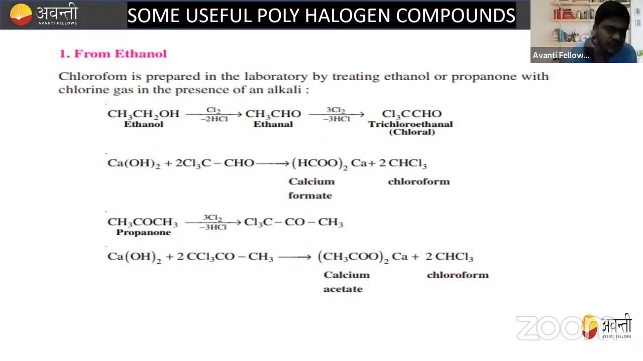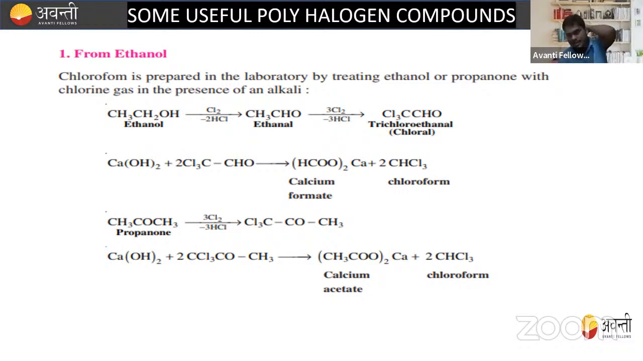So how will you prepare this? Chloroform is prepared in the laboratory by treating ethanol or propanone with chlorine gas in the presence of an alkali. When ethanol reacts with chlorine, and is further treated with 3Cl2, trichloroethanol, also known as chloral, is formed. Then calcium hydroxide reacts with CCl3CHO, and they will form calcium formate and chloroform.